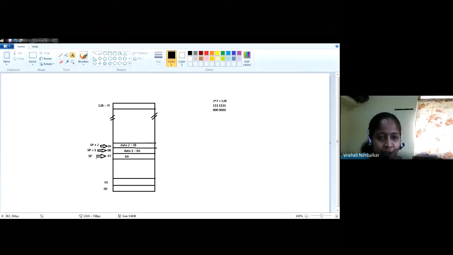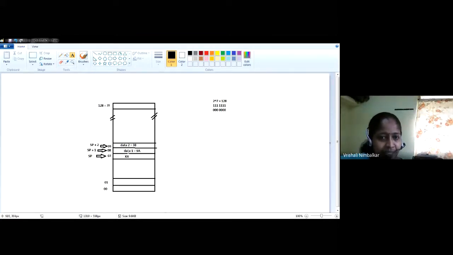Now, when we want to write data on stack, what is happening? Stack pointer first increments by 1. What happens is SP plus 1. So what is the new address? 08 hex. This is a new address now, and at this new address, the data gets stored. I have mentioned here the data 1 is 9A hex. So while writing the data, stack pointer first increments and then stores the data.